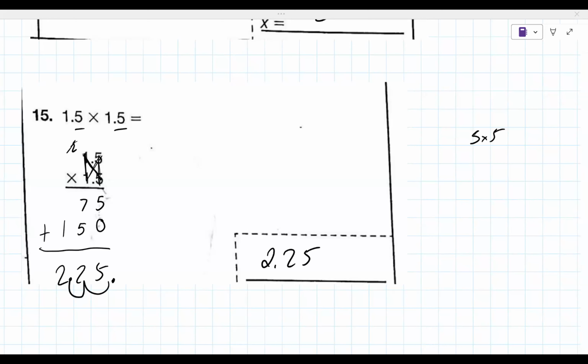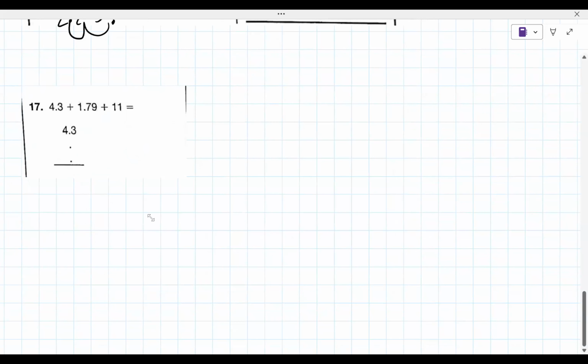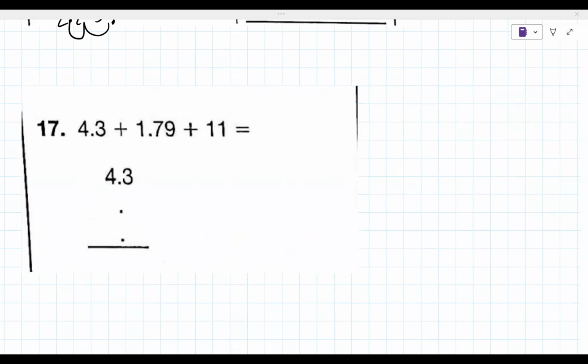Right, let's take a look at number 17. It says 4.3 plus 1.79 plus 11. So we're going to line up the numbers here. This time you're just going to add vertically. Go ahead and get this written down. Are you ready to add vertically?